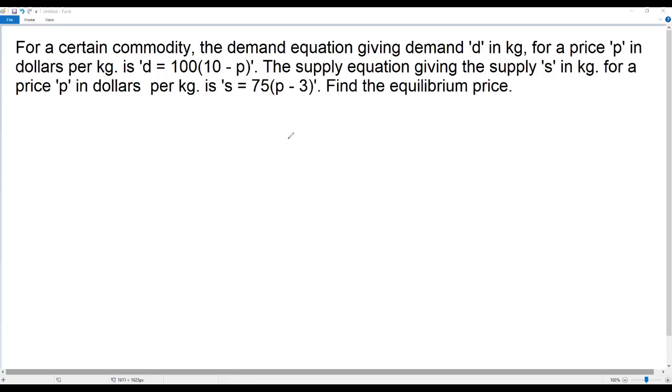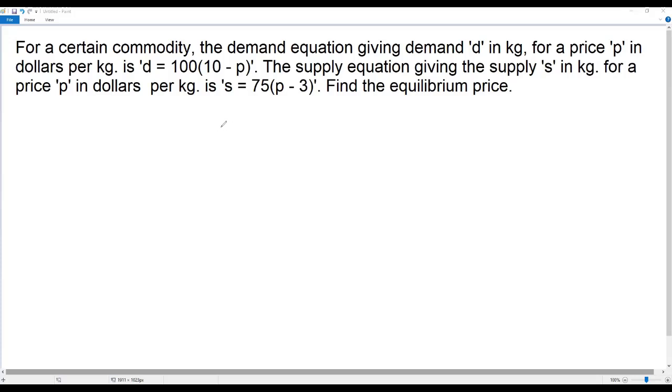The supply equation giving the supply S in kilograms for a price P in dollars per kilogram is S equals 75 times P negative 3. Find the equilibrium price. The equilibrium price is a price where the demand and supply are equal. So if I want to get the equilibrium price, I have to equate the demand and supply and solve for P, which refers to price in dollars.